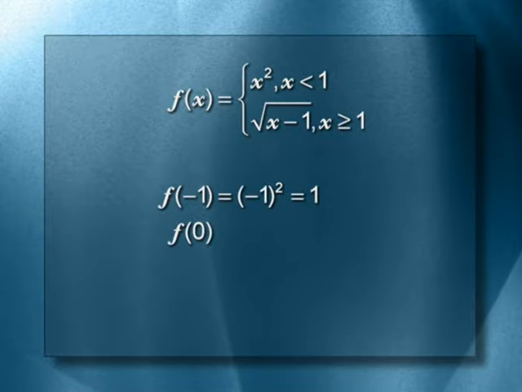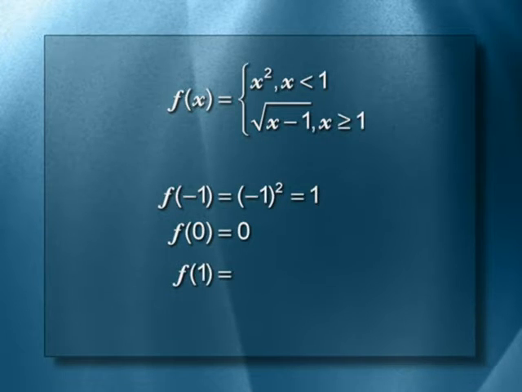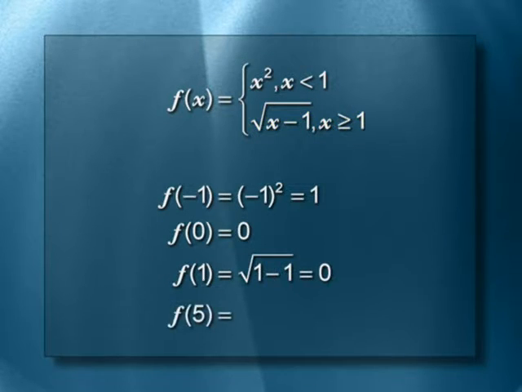How about f of 0? That again is the top rule. F of 0 would be 0 squared, or 0. How about f of 1? 1 is kind of the boundary between these two rules, isn't it? But it tells us to use the bottom rule because 1 is greater than or equal to 1. So it's the square root of 1 minus 1, or 0. And how about f of 5? Well, f of 5 would be the square root of 5 minus 1, so that's the square root of 4, or 2.